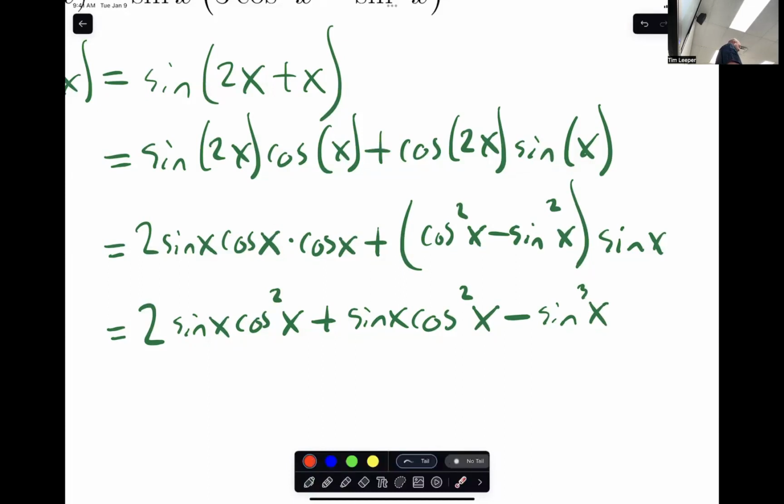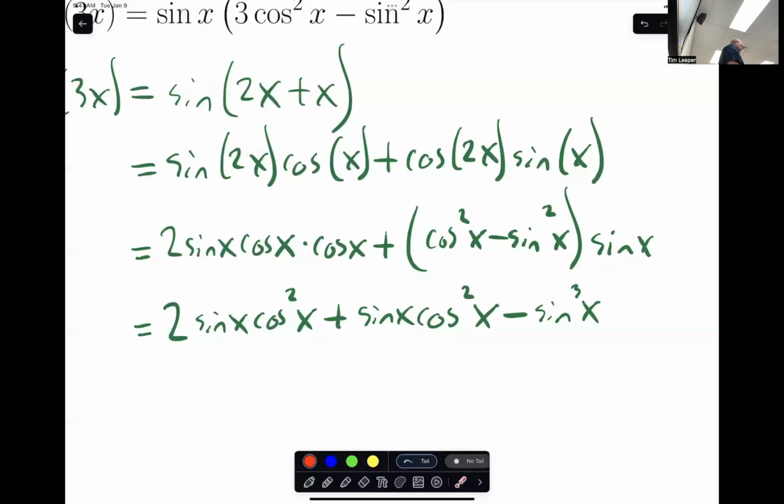By the way, getting this sine cubed of x like that without a coefficient in front, that was the reason I wanted to use cosine squared minus sine squared. That was my impetus for using that one.